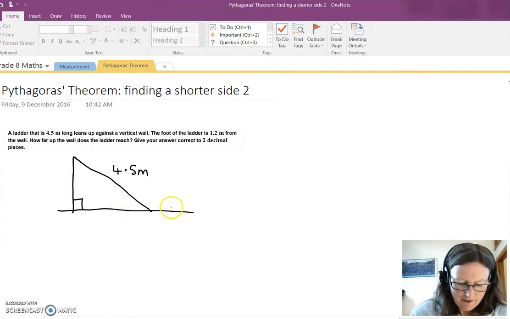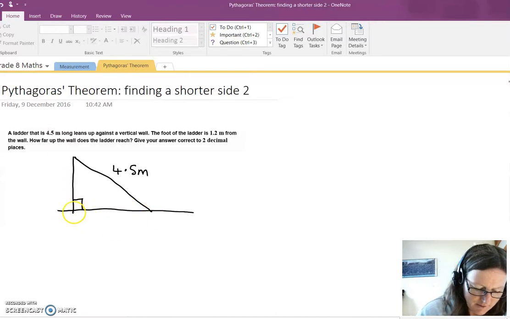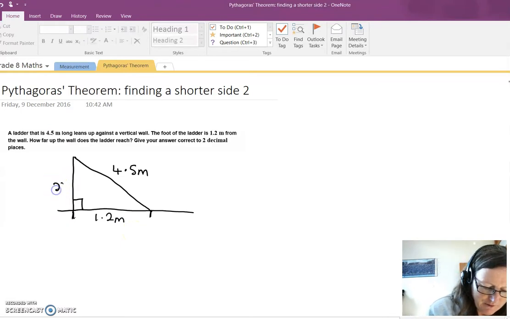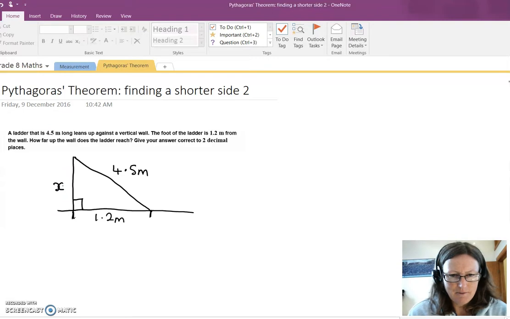The foot of the ladder, in other words the base of the ladder, is 1.2 meters from the wall. So this distance here, from the foot of the ladder to the base of the wall, is 1.2 meters. How far up the wall does the ladder reach? In other words, that distance there. So you can see this is another case of Pythagoras' theorem, and we are not finding the hypotenuse, we are finding one of the shorter sides.